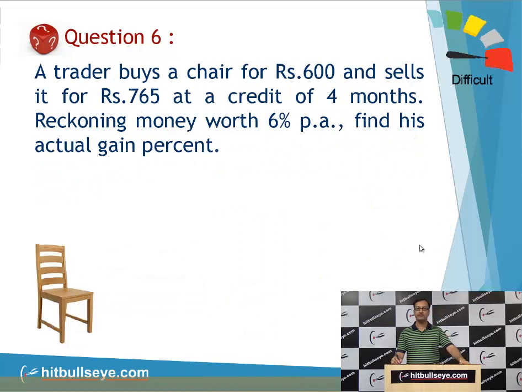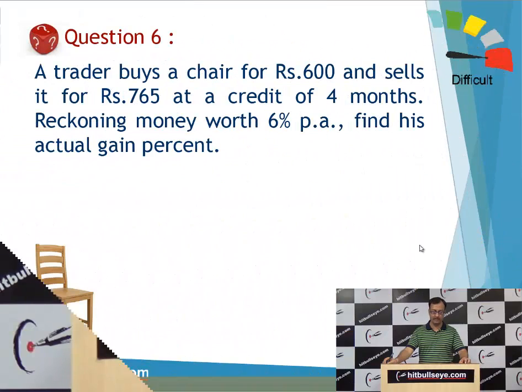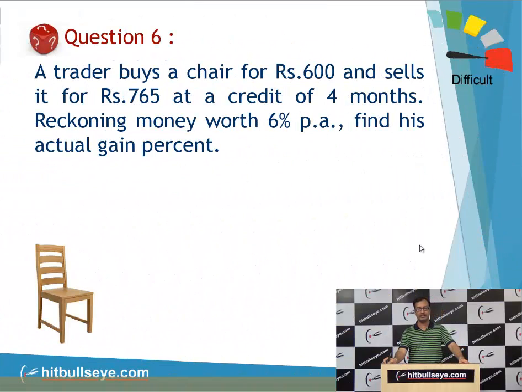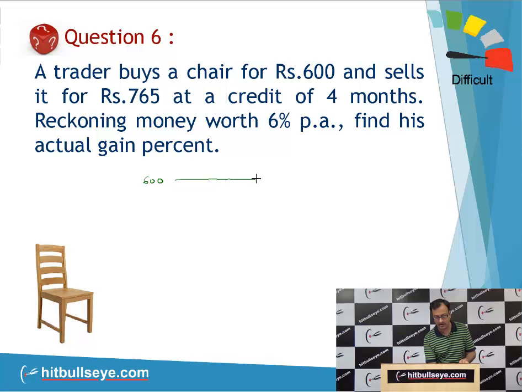So students, let us move on to the next question now, which says that a trader buys a chair for rupees 600 and sells it for rupees 765 at a credit of 4 months. Now the credit term means that the customer will not pay the amount as of now, but he will pay this amount of 765 rupees after 4 months. Further it says, reckoning money worth 6% per annum, find the actual gain percent of the trader. So the question says that the trader has bought the chair for 600 and sold the chair for 765, but remember this 765 will be paid after 4 months.